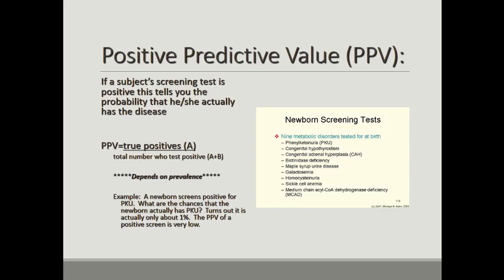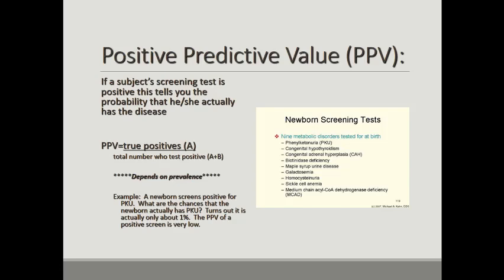Prevalence is the amount of disease that is there. The more prevalent a disease is, the higher the positive predictive value on a test. Let's look at an example of positive predictive value. All of the babies born in New York State have a newborn screening test done. If a newborn screens positive for PKU, what are the chances that the newborn actually has PKU? That's something a new parent is going to want to know.